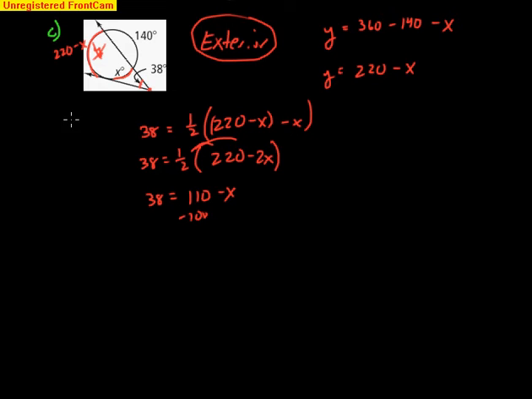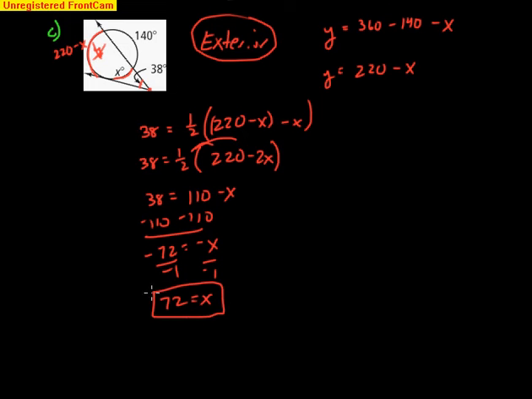Subtract 110, sorry. Negative 72 equals negative x, and divide by negative 1. 72 equals x. So 72 is x. This right here, again, this is an extension of the problem. 220 minus 72 is 148.